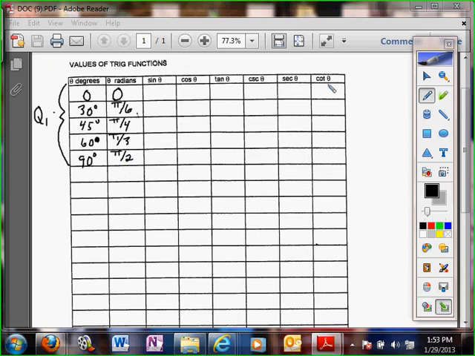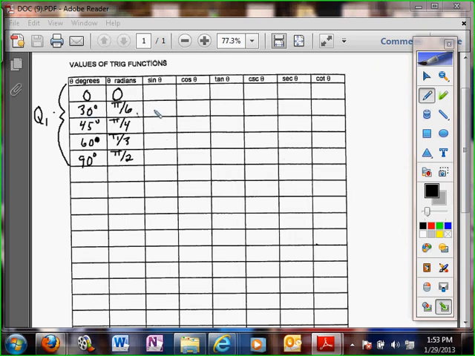Okay, this one right here is going to be a special case. We'll save this one for later. I'm not even going to fill out all of this. I'm going to show you how to do 1 or 2 lines and how it applies to the rest of the quadrants. Let's take a look at 30 degrees.